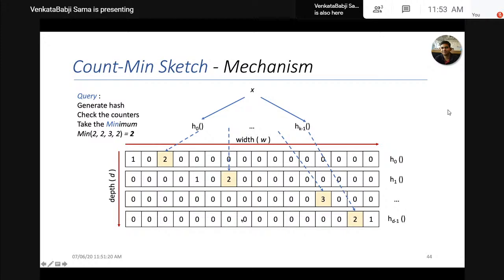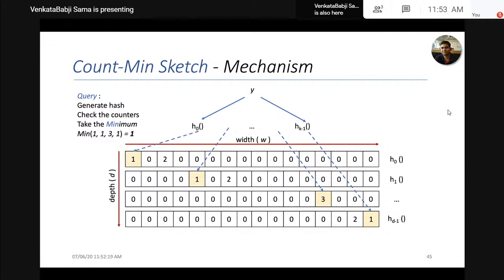So now the data structure says the frequency is nothing but the minimum of those counters, okay? The minimum of those is nothing but the 2, and we know that's what we added x twice, right? Though one of the bits has gone up to 3, the 2 is the majority and it dominated, and the minimum value is 2. So we got the count, okay? This is how the count mean sketch works, okay?